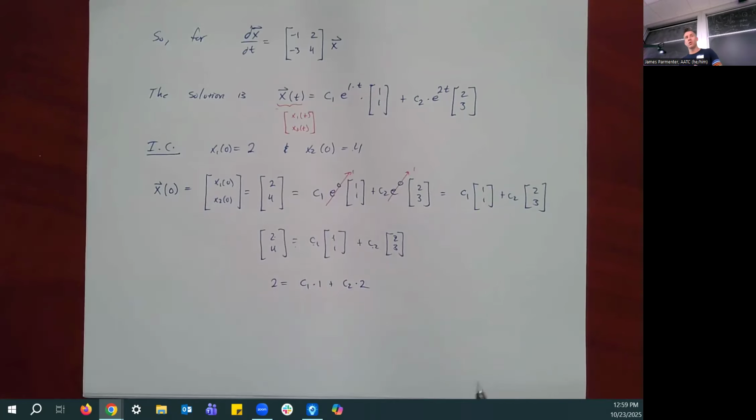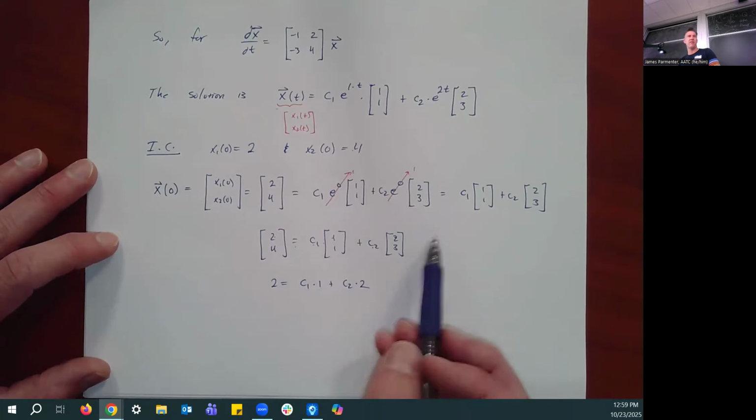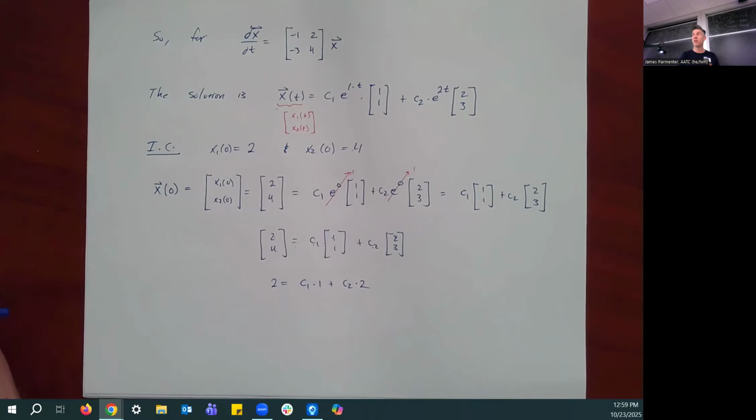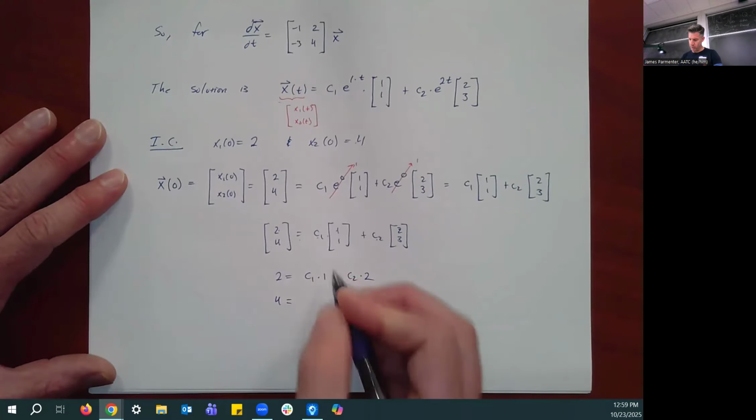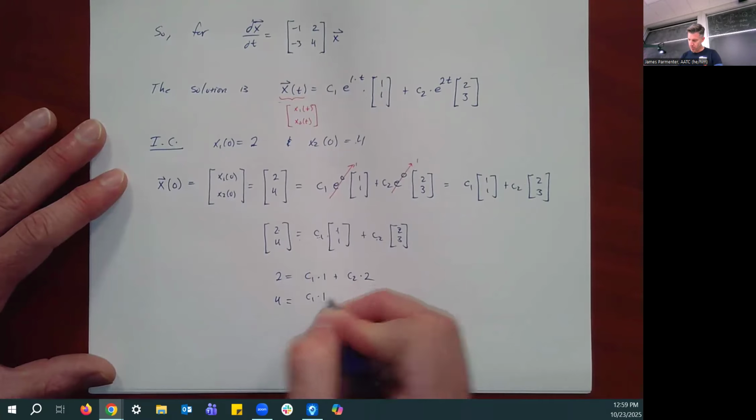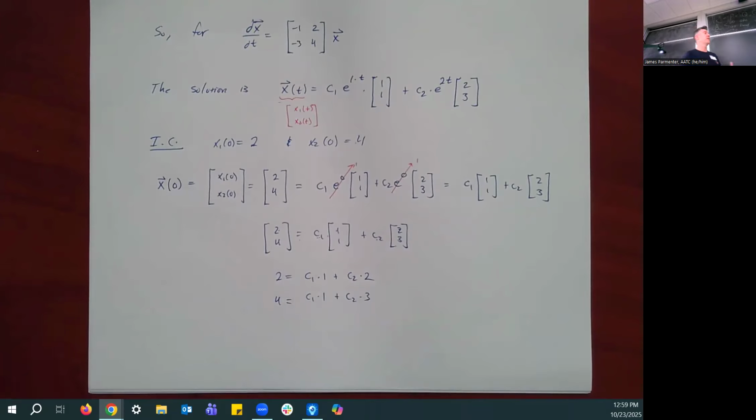If you wanted to, you could actually distribute the C1 into this vector and the C2 into that vector, but people don't usually do that. Not because you can't, just because it's not common practice. In a similar way, I can say that 4 is equal to C1 times 1 plus C2 times 3. And then you can solve this system of two equations and two unknowns in whatever way you like.